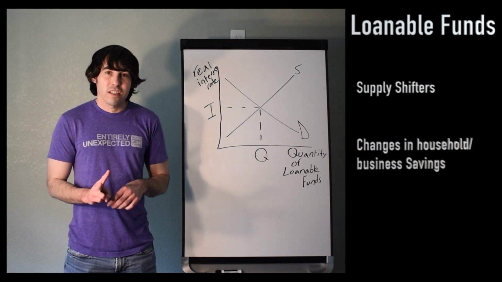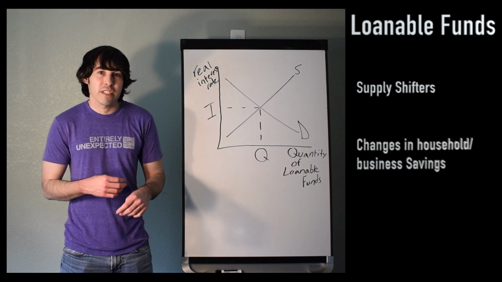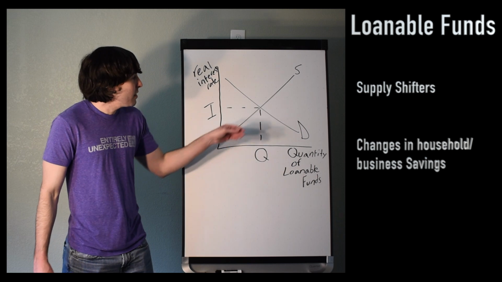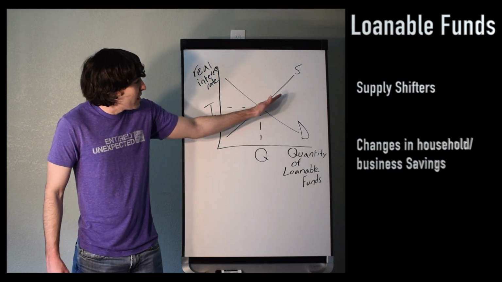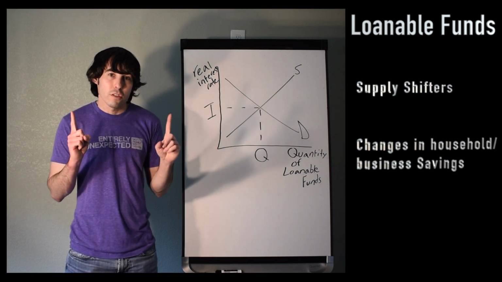The first two things that are going to cause a change in the supply of loanable funds are going to be business or consumer savings. Household savings, like me or you saving money in the bank, if that increases, that's going to increase the supply of loanable funds. And if it decreases, it's going to decrease the supply of loanable funds, cause it to shift to the left and drive up the real interest rate.